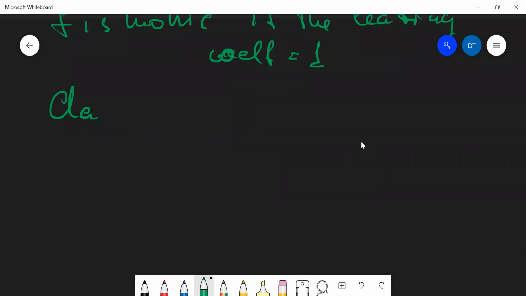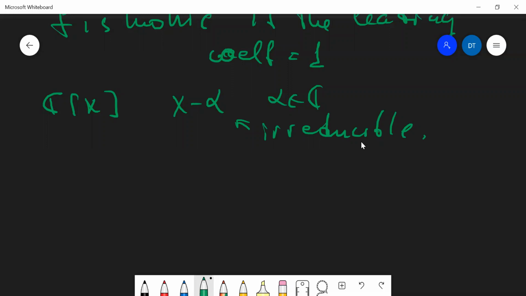by the way, let me give you a couple of examples. For example, if you take this ring C[x], where C is the field of complex numbers, then only linear polynomials are irreducible. These are irreducible, and all polynomials of degree strictly larger than 1 are reducible. This is because over complex numbers, you can factorize every polynomial as the product of linear ones.